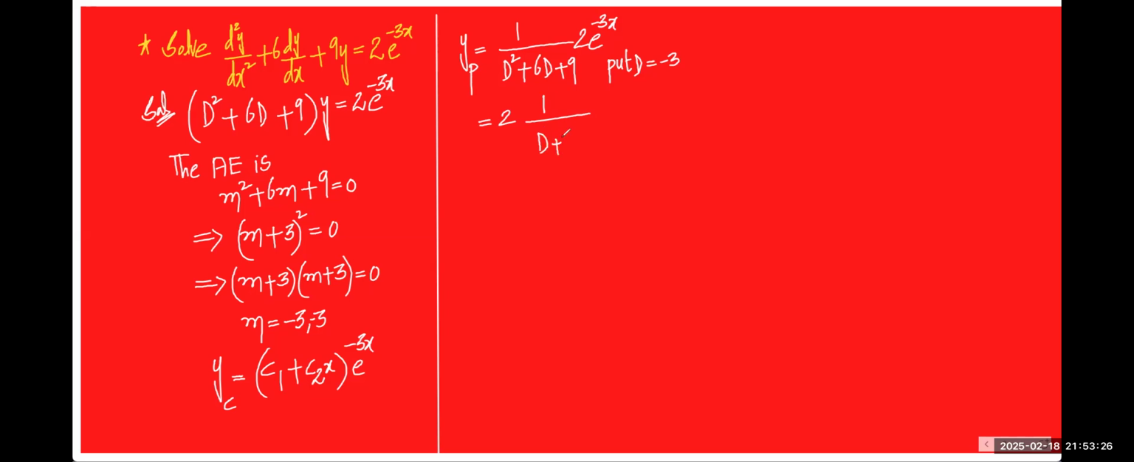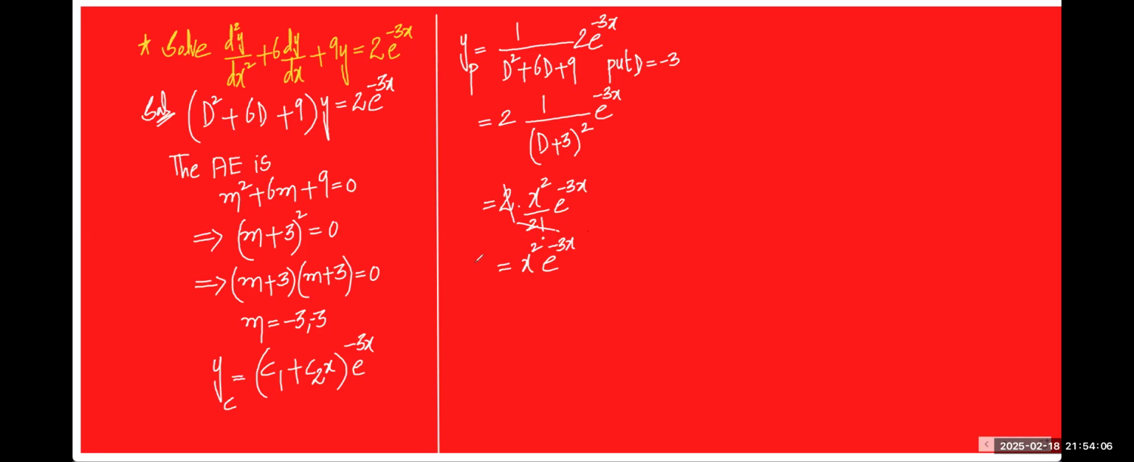I think we have already discussed that. So we have to write it as (D plus 3) whole square into e power minus 3x. I have discussed already in the case of failure what to do. This is equals to 2 into, in the case of failure, look at the power. Power is 2, so that can be written as x square by 2 factorial into e power minus 3x. 2 factorial is 2 itself, so cancel it. The leftover value is x square into e power minus 3x.